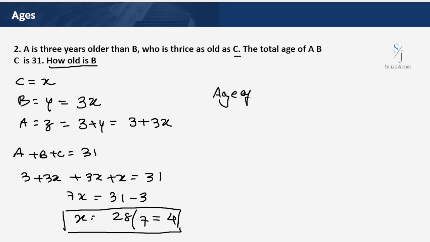Age of B is equal to 3x, that is equal to 3 into 4 is equal to 12 years. So B's age is 12 years. B is 12 years old.